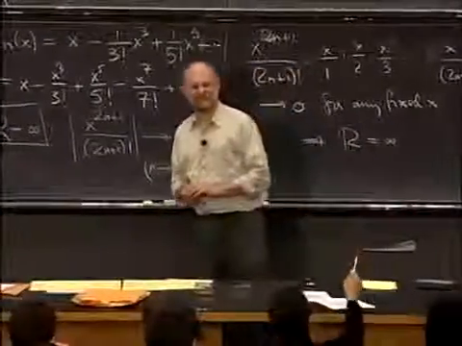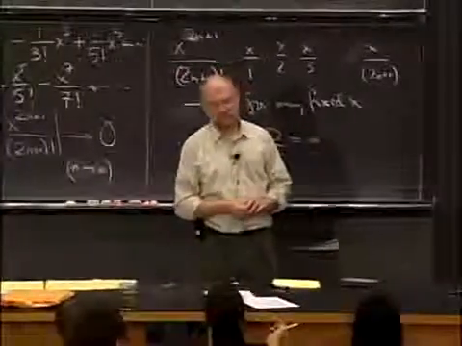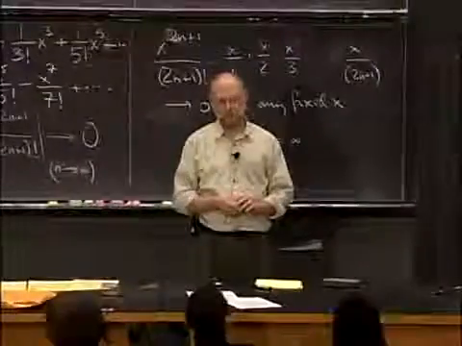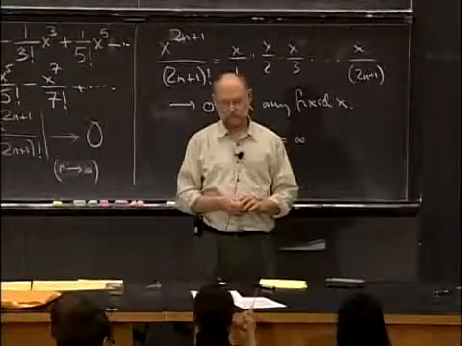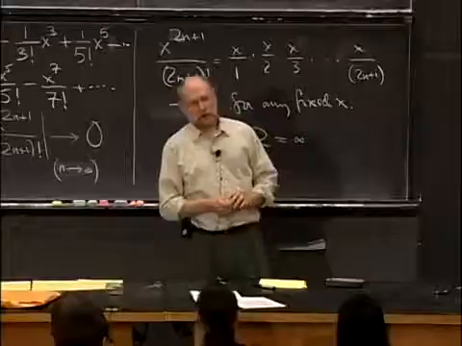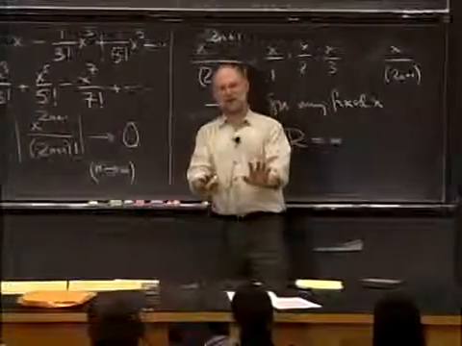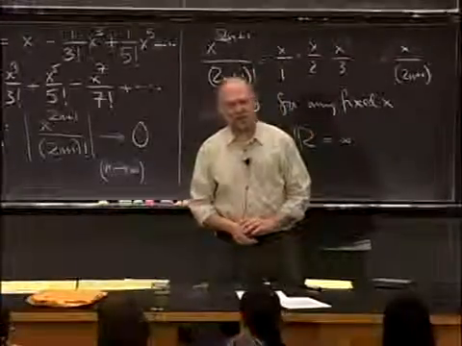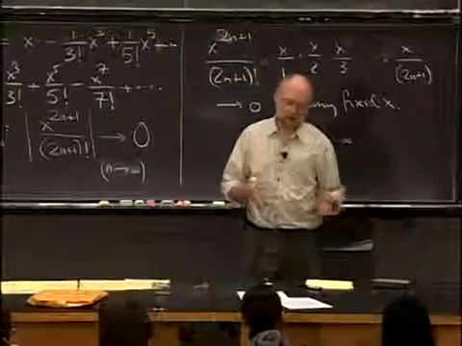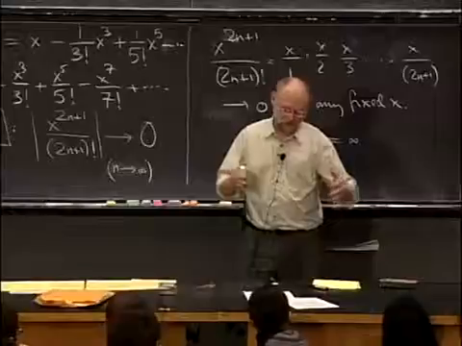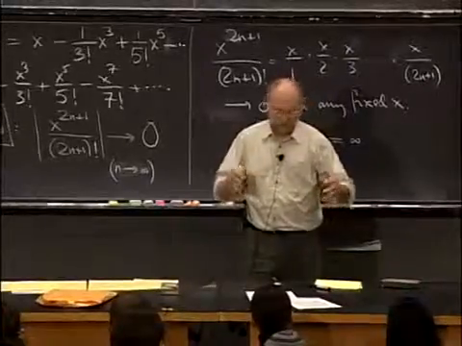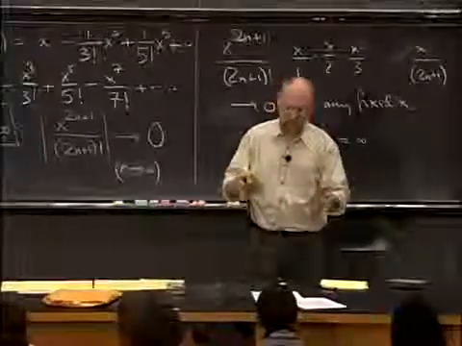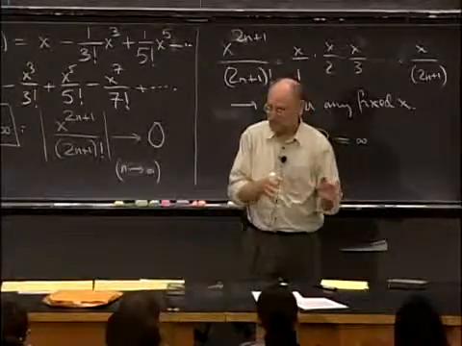Yeah? The question is, why is it the smaller of the two radii of convergence? The basic answer is, you can't expect it to be bigger than the smaller one, because the power series only gives you information about the function inside of that range.